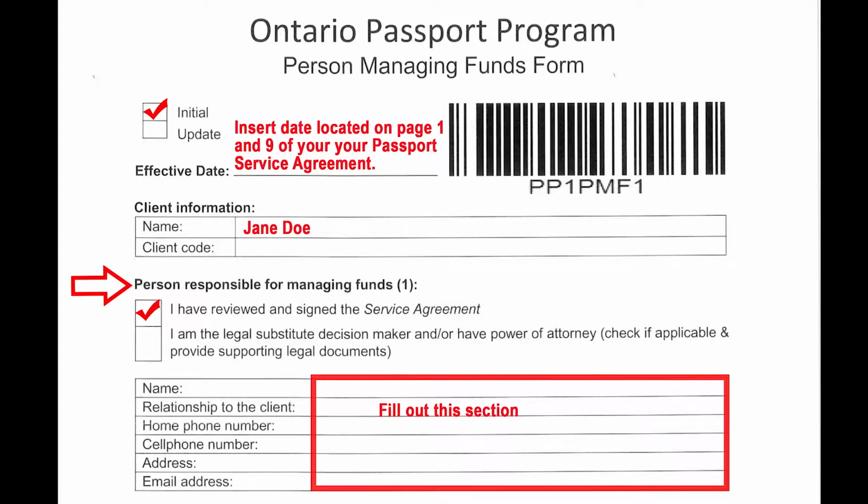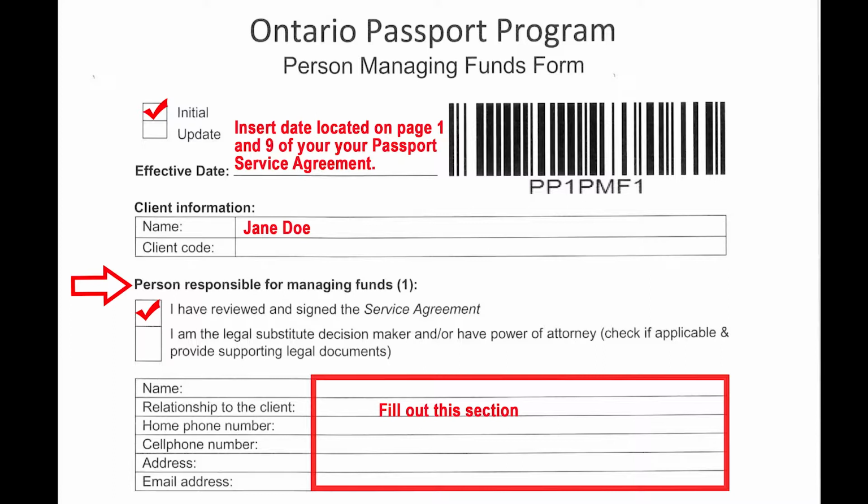Similar to the passport service agreement, it asks for the person managing funds. So the 1 or 2 names you wrote down in the passport service agreement, you're writing the information on this page. Where it says person responsible for managing funds number 1, so the first person, they ask, have I reviewed and signed the service agreement? And that was the first package that we did together. So you would check that one off.